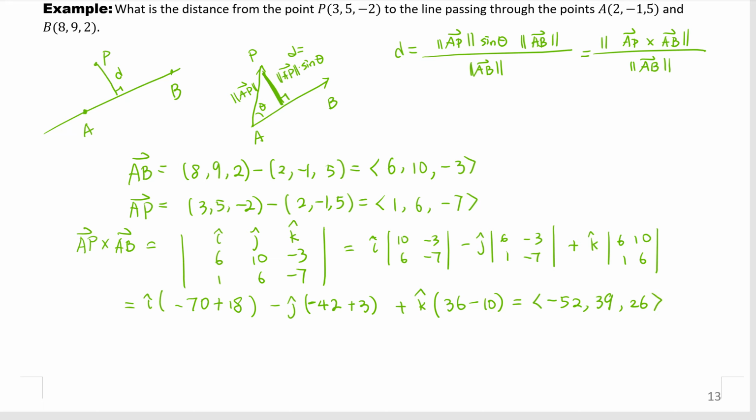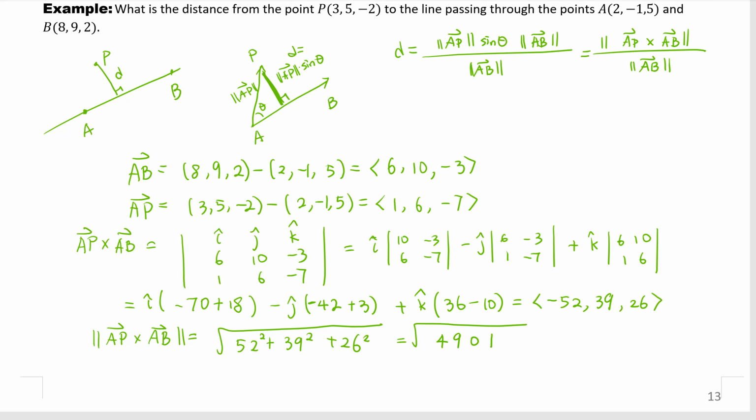Okay, so next we want to find the length of AP cross AB. That is the square root of 52 squared plus 39 squared plus 26 squared. Use your calculator: 52 squared plus 39 squared plus 26 squared, the answer is 4901.